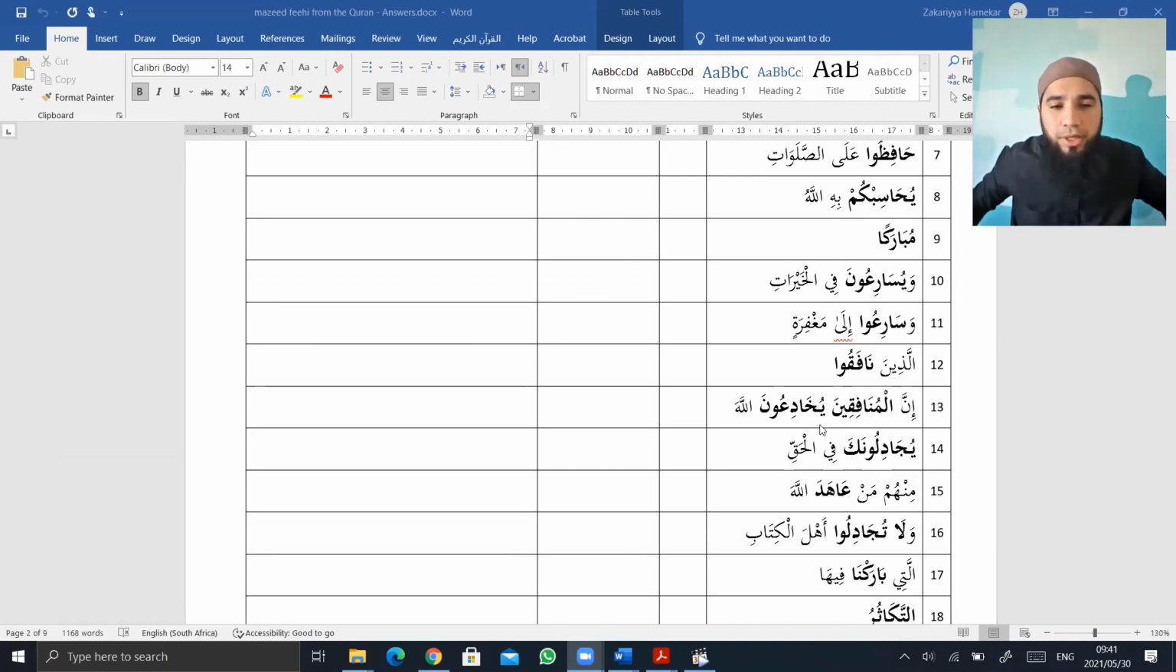Let's work through it. منهم, from them. منهم, from them. من is the one who عاهد الله. So what does عاهد يعاهد mean? Made a covenant or a promise. Yeah, to make a promise to, or to make a covenant with someone. So from amongst them is man, one who عاهد, who made a promise or gave a promise to Allah. عاهد Allah, who promised Allah, who made a covenant with Allah.